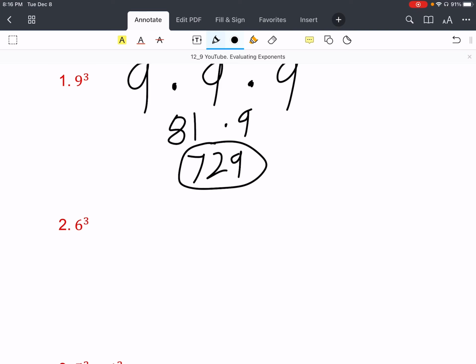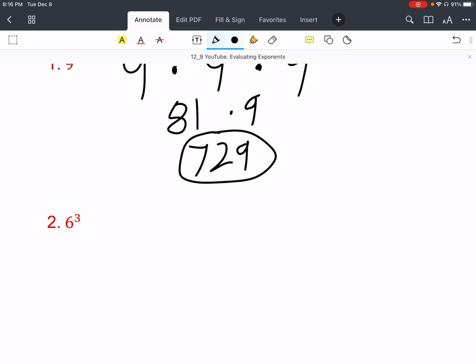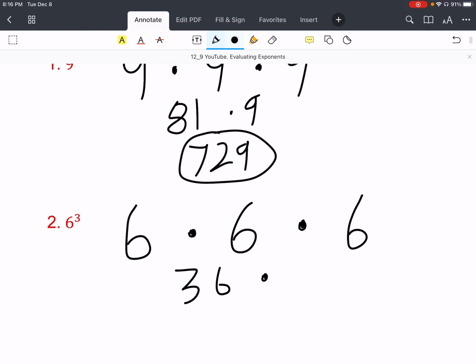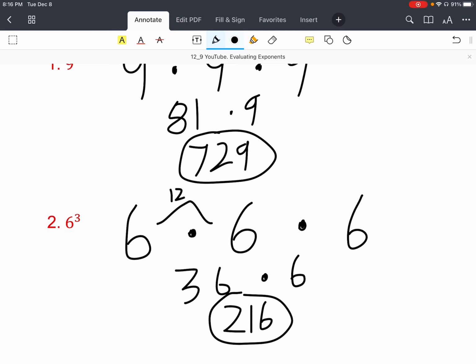Question 2, 6 to the 3rd power, very similar. Our base of 6 multiplied by itself 3 times. 6 times 6 times 6. 6 times 6 is 36, and 36 times 6 is 216. Pretty simple. Easy to make a mistake when we go too fast. A lot of people, if they go too quickly, might think that 6 times 6 is 12, which it of course is not.